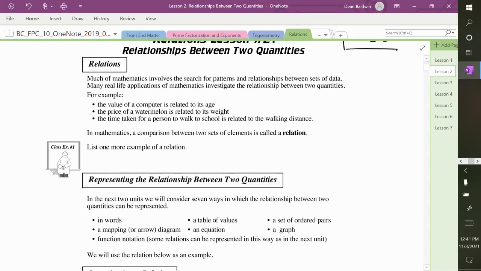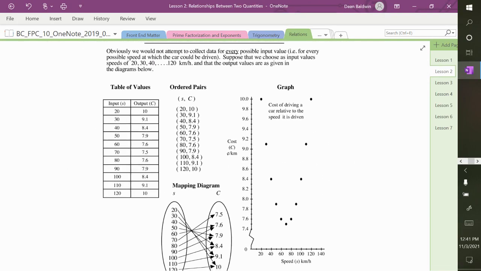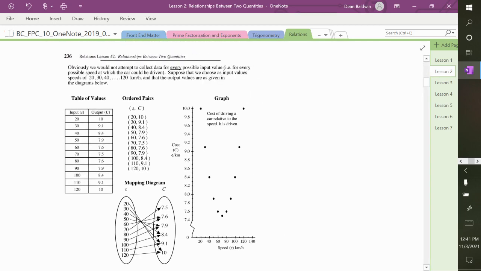Okay, 235. So we are going to skip the first page. Yeah, we're skipping the first page. We're going to go to this page. So 236. All right.